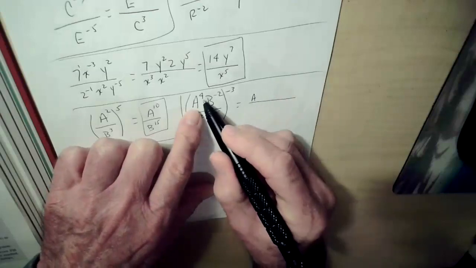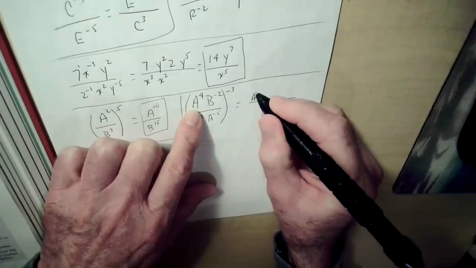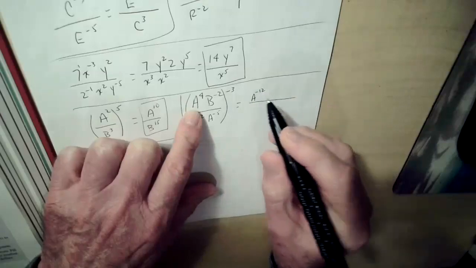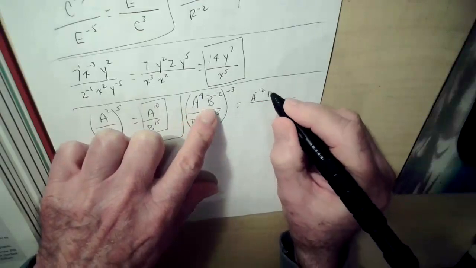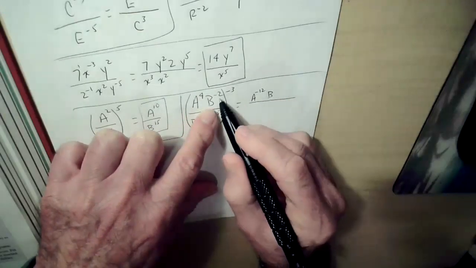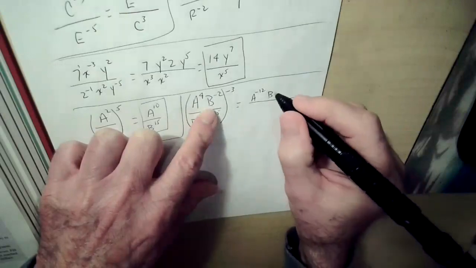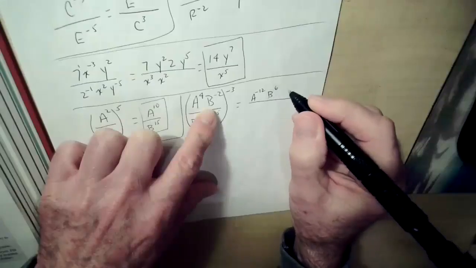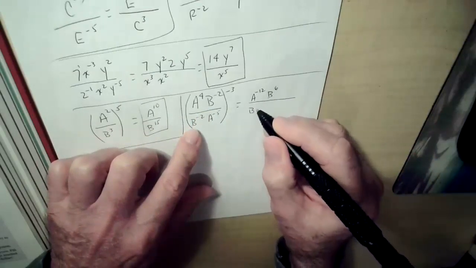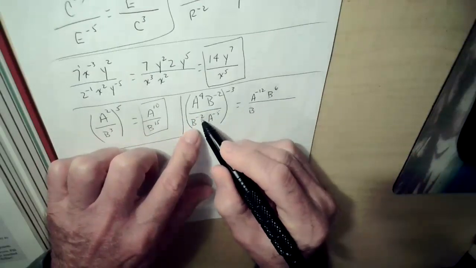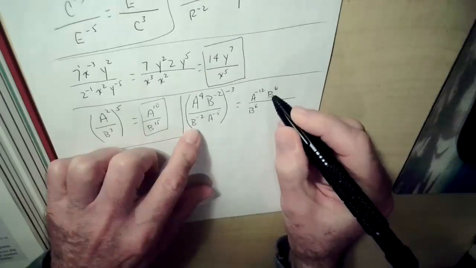A to the 4th. Remember, we're going to multiply the exponents. So 4 times negative 3 is negative 12. Positive times a negative is a negative. And then b to the negative 2. Negative 2 times negative 3 is a positive 6. Again, b to the negative 2 times negative 3 is b to the 6.